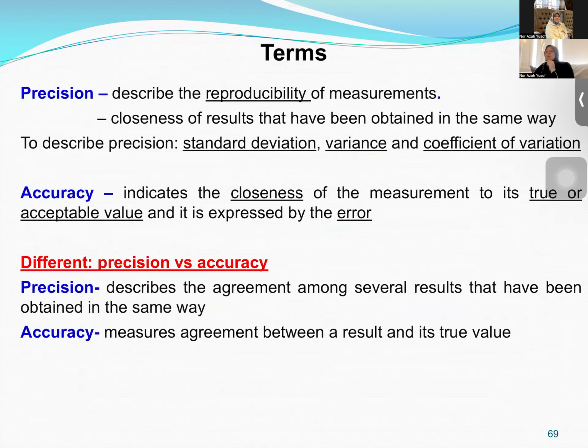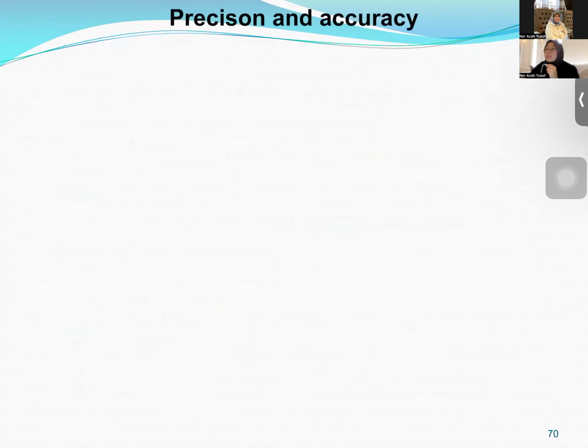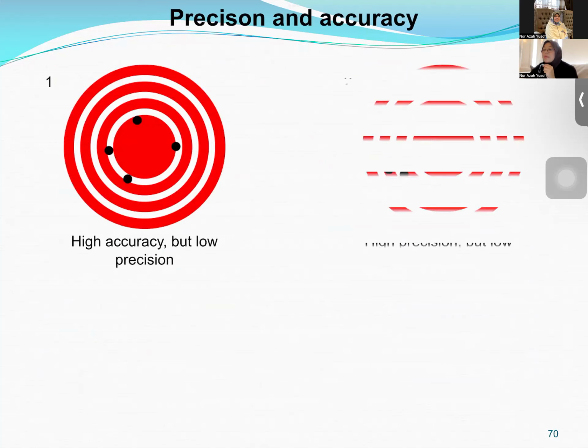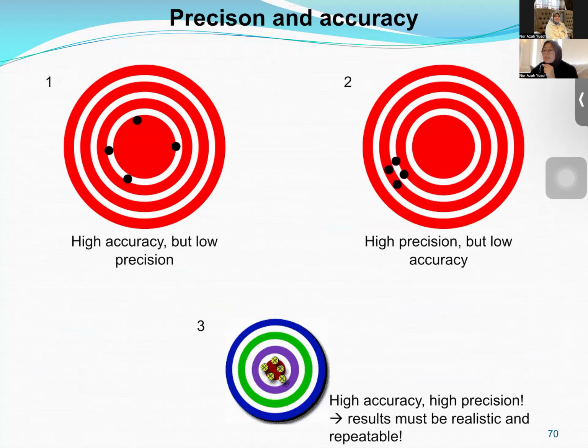Okay, so let's talk about precision and accuracy a bit. When we obtain data, it's very crucial that you have both characteristics. Precision is easy. We can view from this diagram that the data that we obtain should be close to each other. This is the analysis that we do, the data is close to each other.